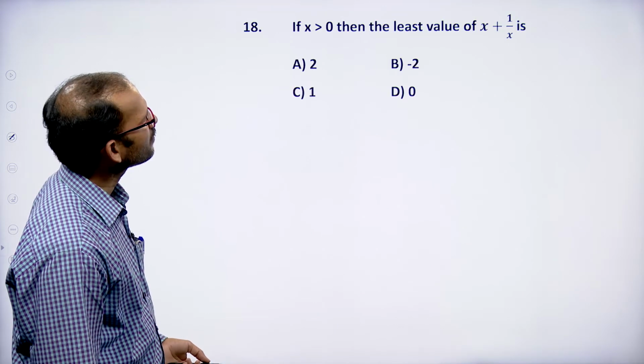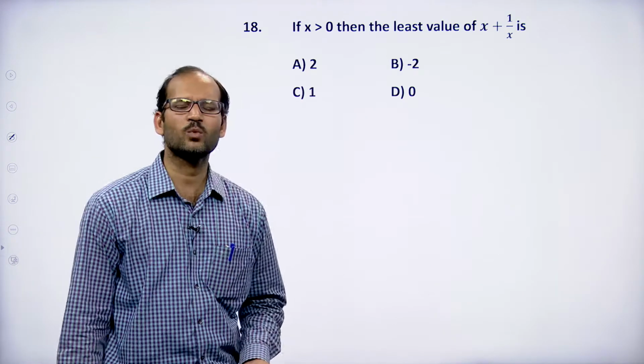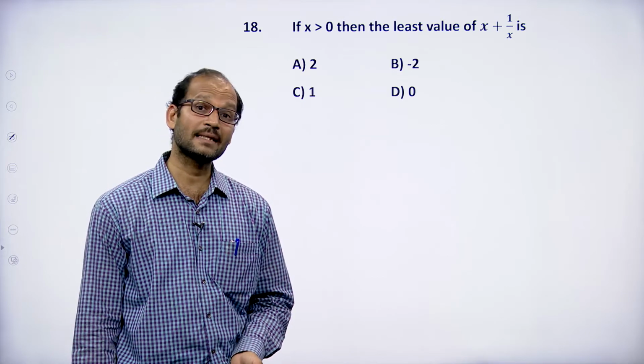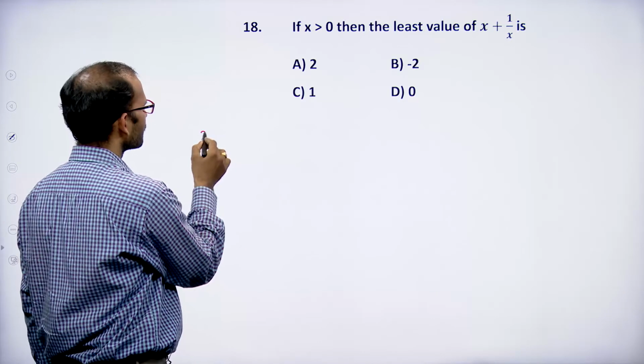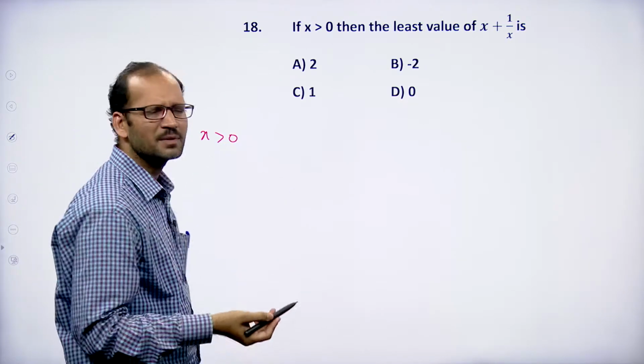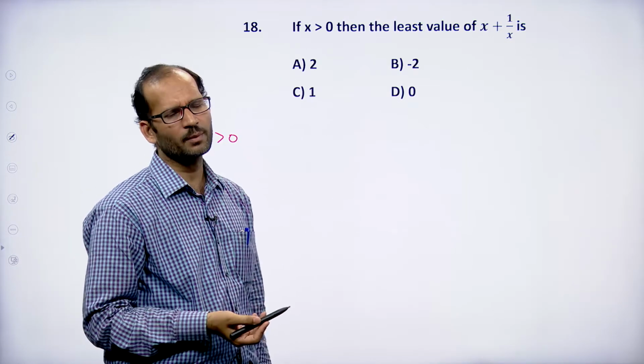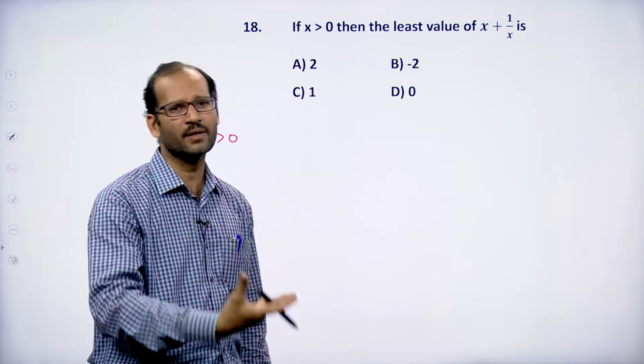If x is greater than 0, then the least value of x plus 1 by x. x plus 1 by x is always greater than or equal to 2. Okay, x is greater than 0, so I can apply AM-GM, arithmetic mean is greater than or equal to geometric mean, or otherwise I can solve in another way also.